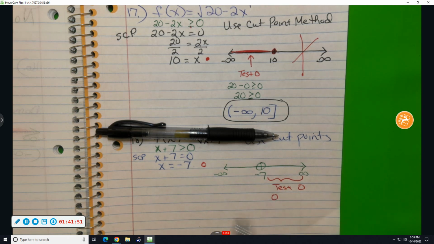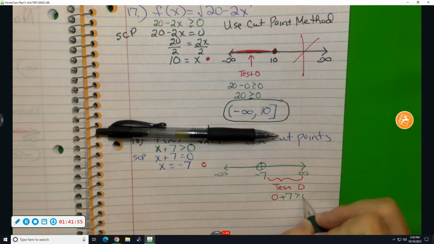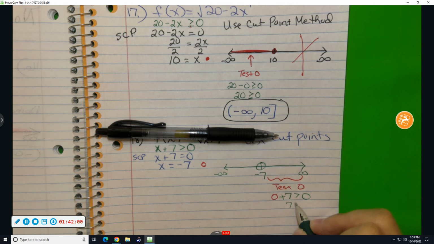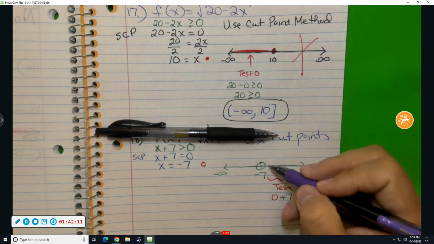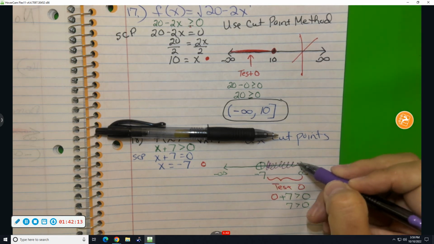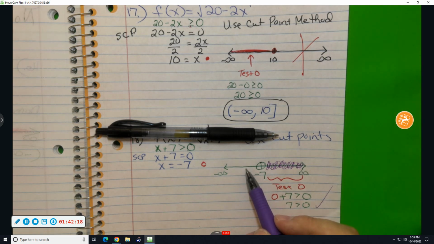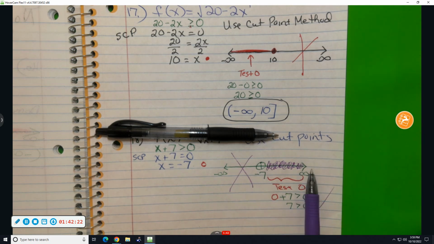I'd have 0 plus 7 is greater than 0. 0 plus 7 is just 7. 7's greater than 0. True or false? Shade it or cross it out? Shade it, yeah. It's true. So what do I do on the other side of negative 7? Cross out.